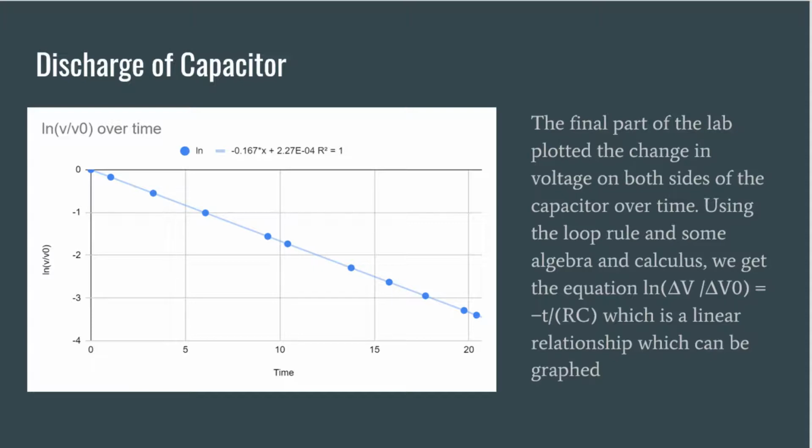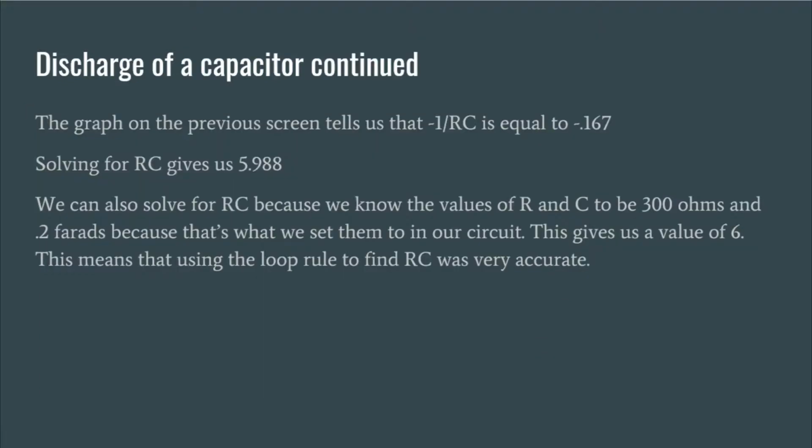If you notice here, the component of our x, which is actually our t in this equation, would give us our negative 1 over RC, which is negative 0.167. So if we continue going through this, it's negative 1.67, which, solving for RC, gives us 5.988. We can also solve for RC because we know the values of R and C, the resistance and the capacitance, to be 300 ohms and 0.2 farads, because that's what we set them to in the circuit. This gives us a value of 6.